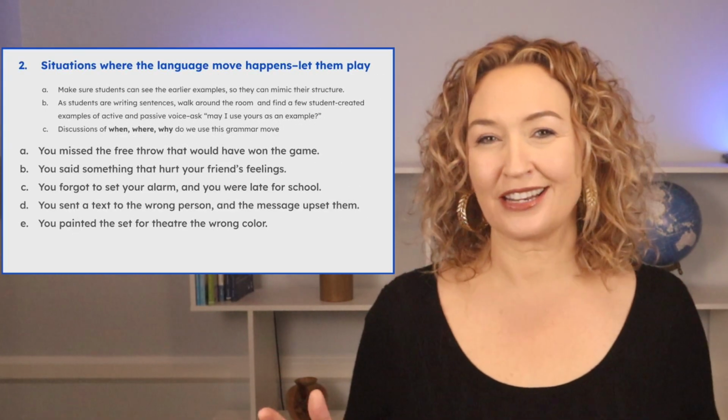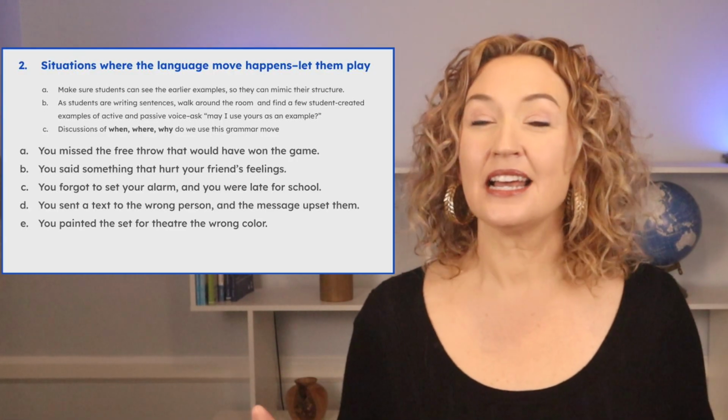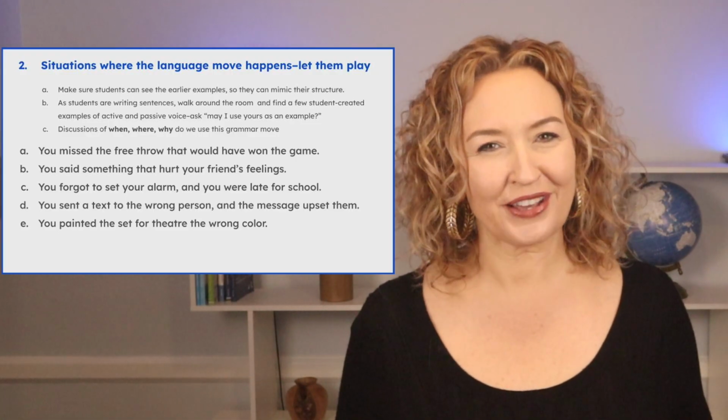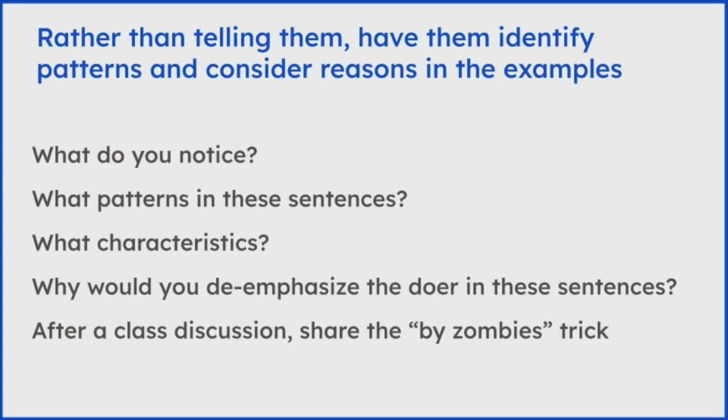Once students have had an opportunity to create some sentences, collect those ones that are using active and passive and talk about them with the class as a whole. When you're looking at these sentences that students have created, ask them questions about the patterns that they're noticing and the characteristics of these sentences. You can also ask them, why would you want to de-emphasize the doer in these sentences? So once we have gone over a lot of students' examples and we have noticed the patterns that are happening in the passive voice sentences, that is when we can show them a definition.